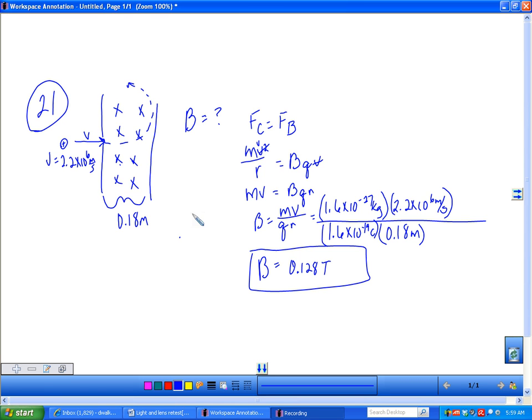Number 35 was the next one I was asked to work. Number 35 says, two conducting rails in the drawing are tilted upwards so that they each make an angle of 30 degrees with respect to the ground. The vertical magnetic field has a magnitude of 0.05 Tesla. The 0.2 kilogram aluminum rod that is 1.6 meters long slides down the ramp without friction, at constant velocity. What current flows through the bar?